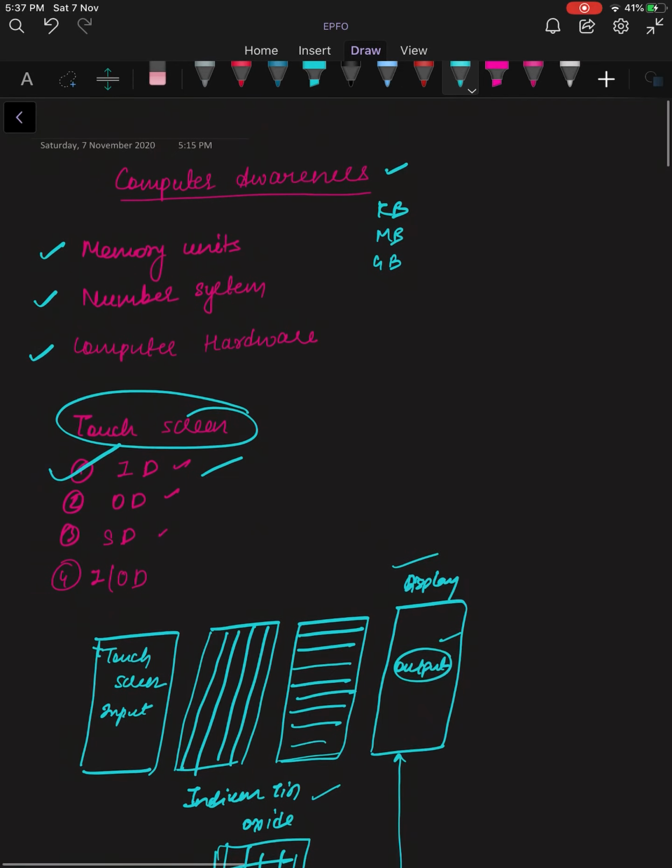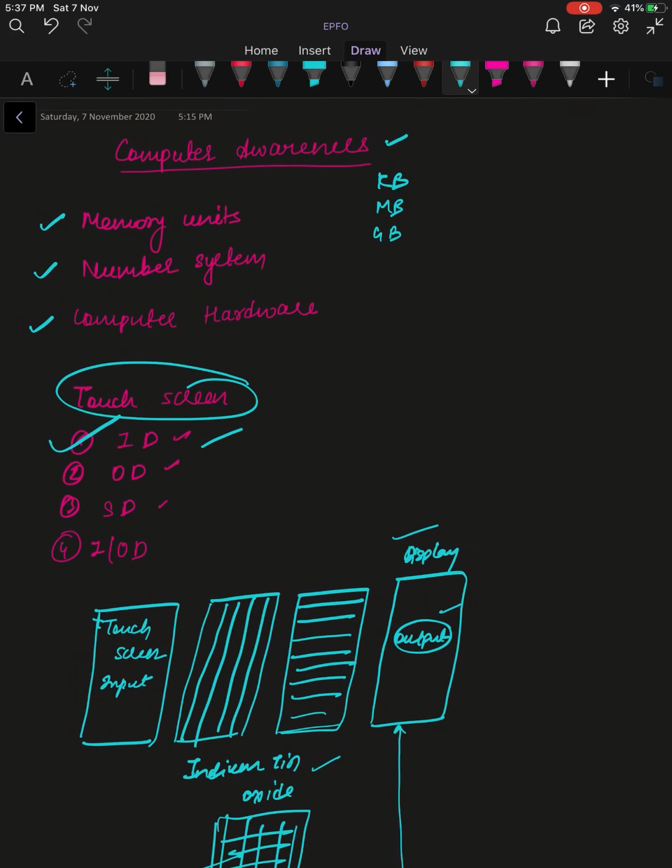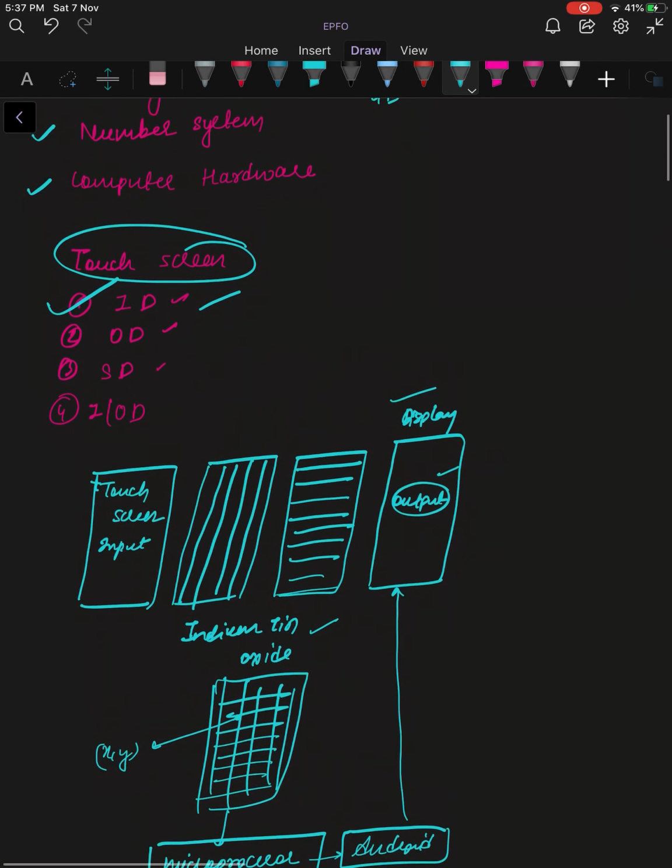This video will see the syllabus and we'll see what kind of question can be asked in the examination. So first of all, we talk about the memory units, for example, we know the KB, MB, GB number system. We'll talk about the computer hardware system.